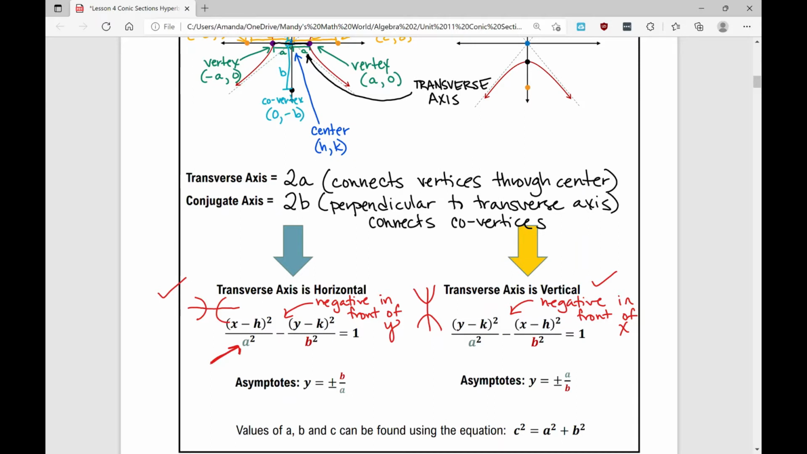Now let's talk about where the a values are. The a value, which is the distance from the center point to a vertex, that's what a is. a is always under the positive fraction.